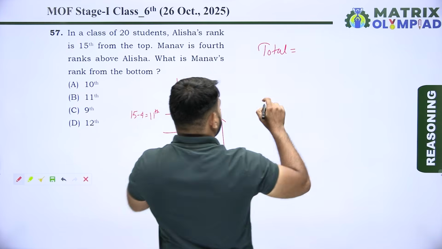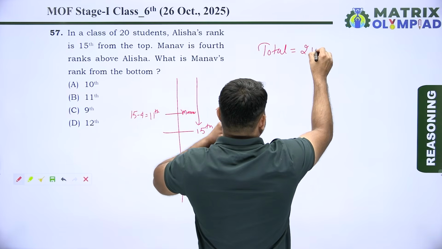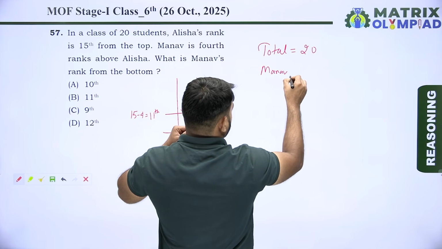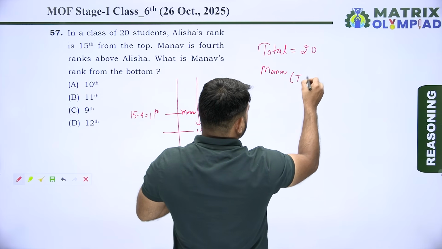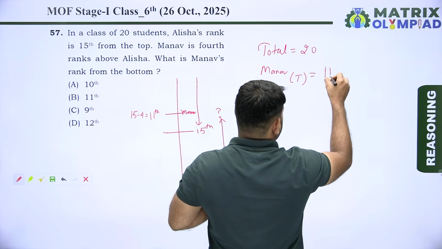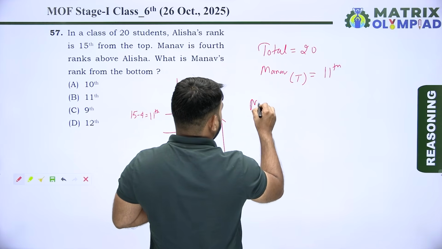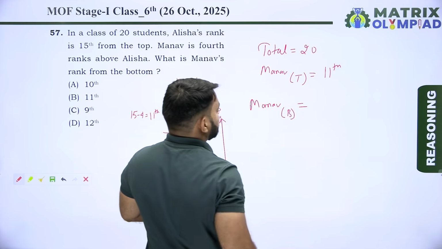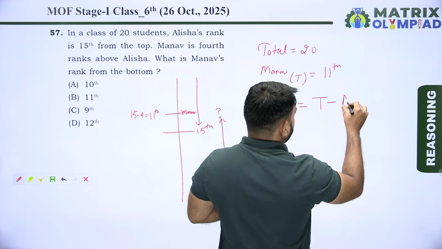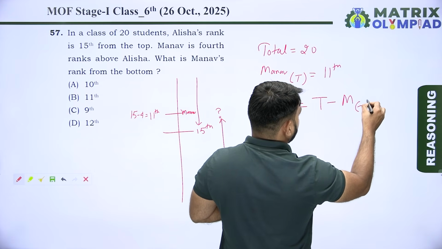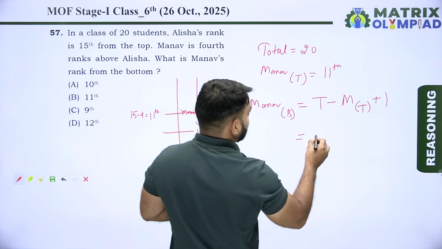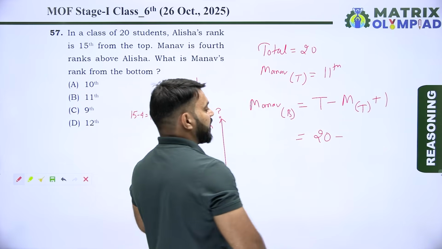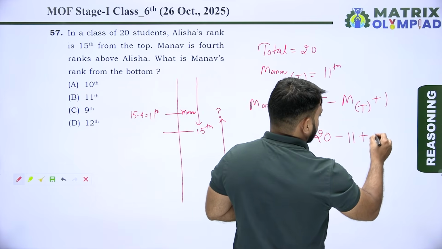So there are total students equal to 20. Now rank of Manav from the top is equal to 11. Now find the rank of Manav from the bottom. So the formula is total minus rank of Manav from the top plus 1. So total is equal to 20 minus rank of Manav from the top, 11, plus 1.